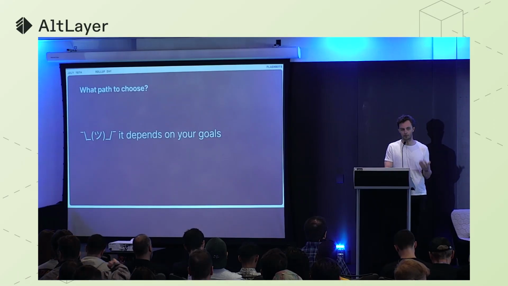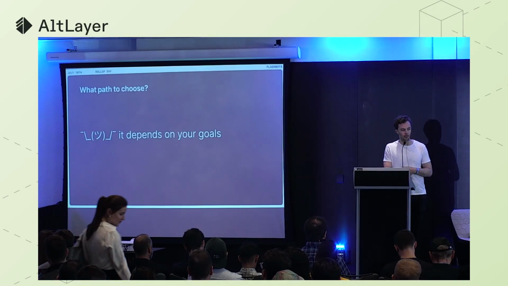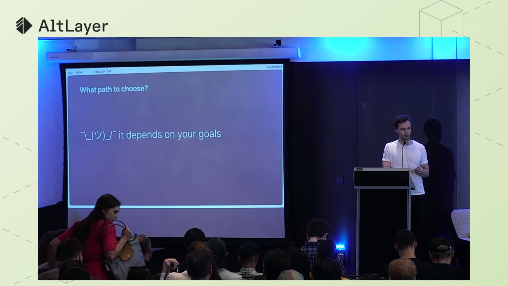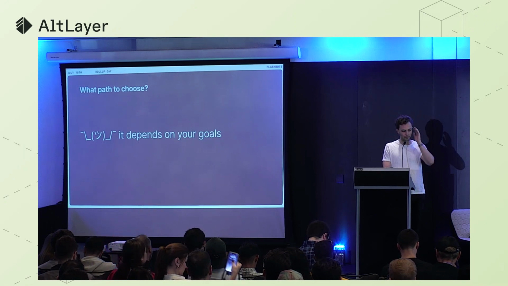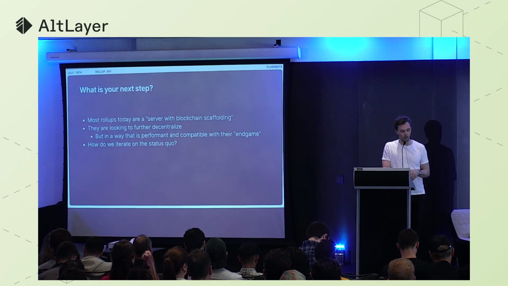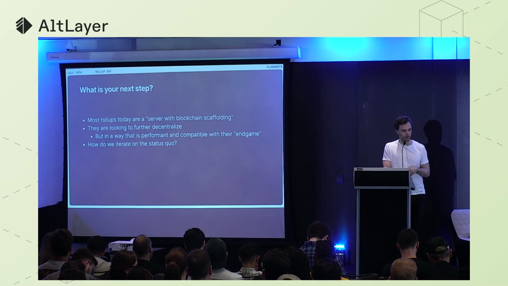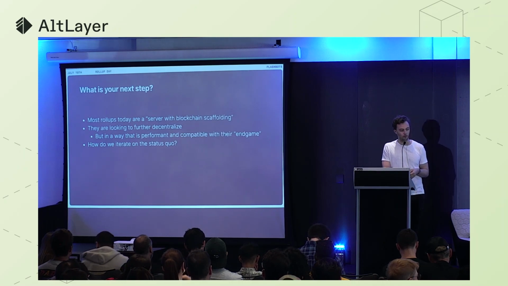If you really care about performance, you probably want to be a proud server constrained by proofs. But it's also very reasonable to align with the Ethereum base layer as well. So it depends on what your goals are. But we can say something on what the next step of rollups are, and I have a concrete recommendation to make to rollups.